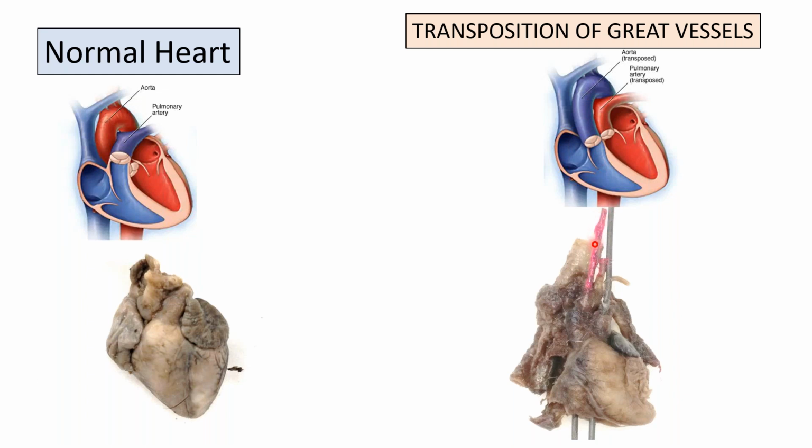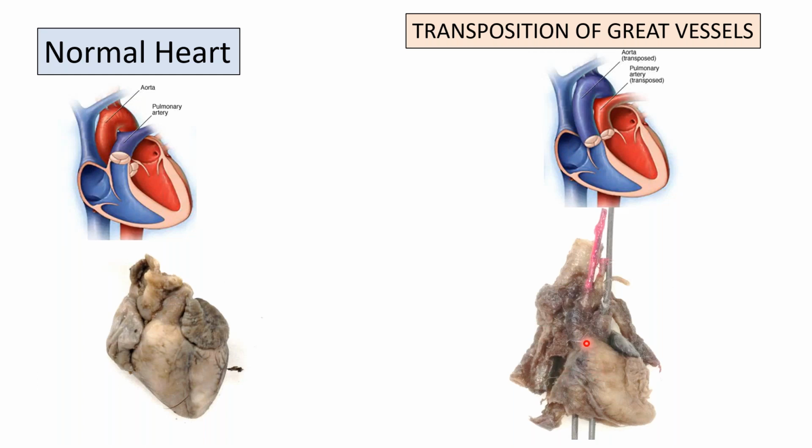This is the probe which has been passed through the aorta. You can see the aortic arch, and the branches from the aortic arch also. This is the ascending part of the aorta. So you can see from the right ventricle is arising the aorta and the pulmonary artery is arising from the left ventricle. This is the case of transposition of great vessels that we found during the fetal autopsy in our department.